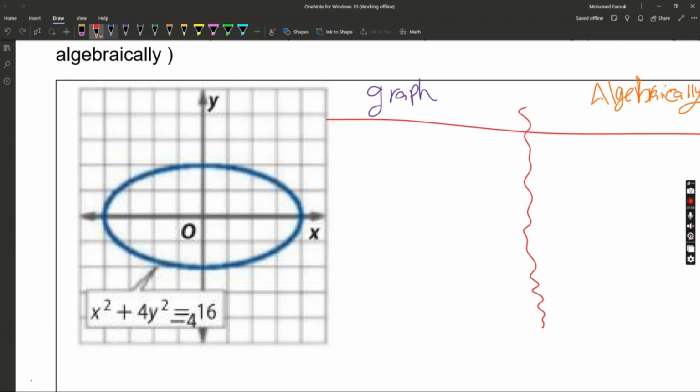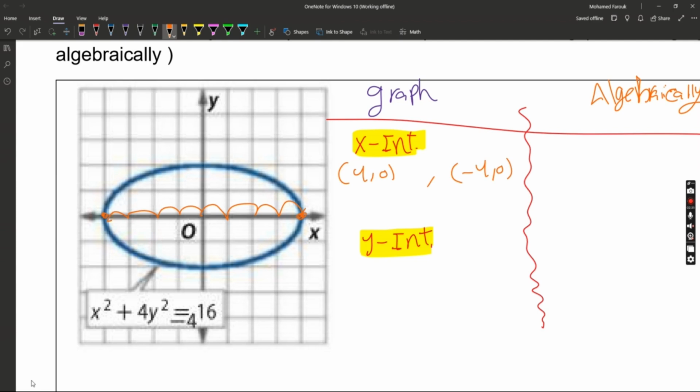We need to get x-intercepts and y-intercepts. Obviously, from the graph, you can get them very easily. These are x-intercepts. So the first one, 1, 2, 3, 4. I can estimate that it's (4, 0), and the same on the opposite side, (-4, 0).